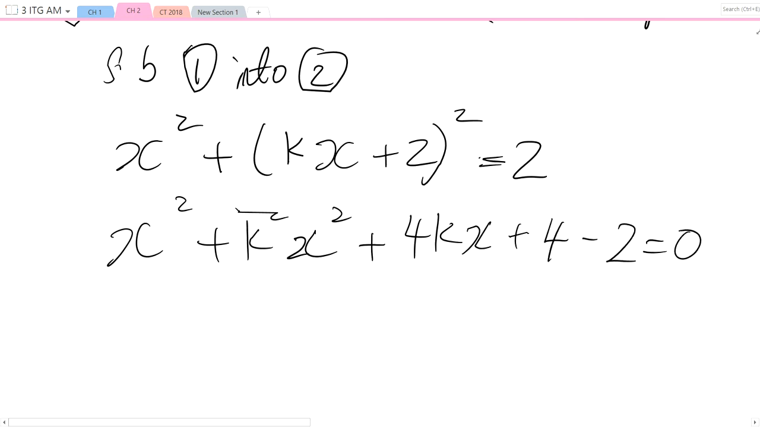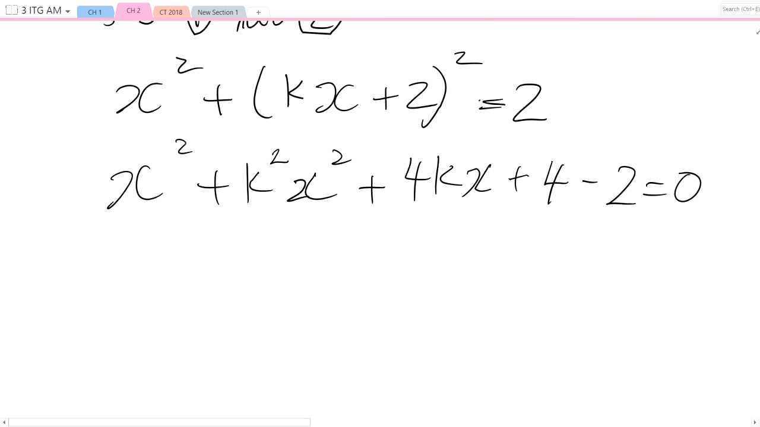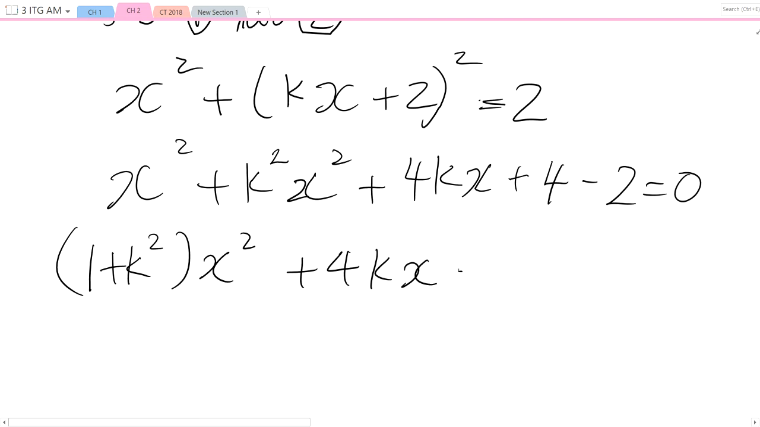What do you think I'm trying to do over here? After I expand, what do you think I want to do next? Find the discriminant. Before that, I need to make sure all my x terms are together, all my x squared terms are together, right? So let's do that. I've got (1 plus k squared) x squared, this is my x squared term, plus 4kx plus 2 equals 0. The reason I want to write it in this form is because I want to be able to see the discriminant from here. Okay?